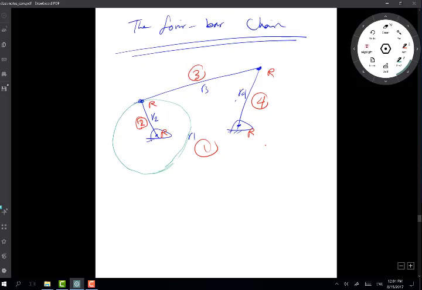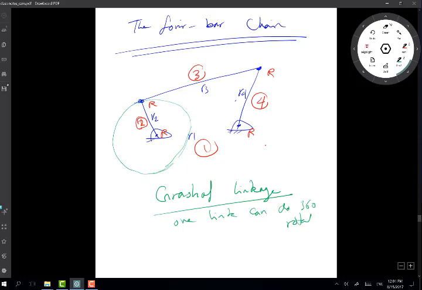Now, if one of the links is capable of doing 360 rotation, then we refer to the linkage as a Grashof linkage. This means one link can do 360 rotation. It can do full rotations.